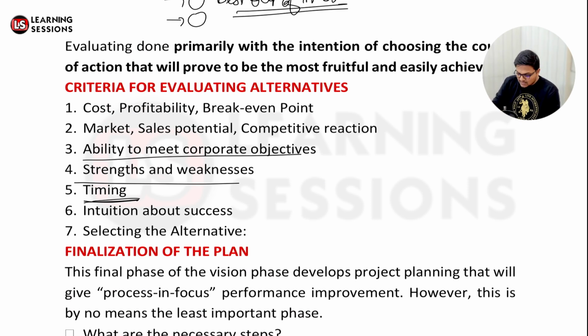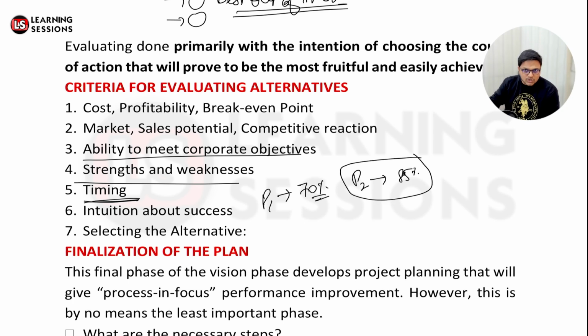What is the intuition? Let's say I have an intuition about one product, P1, that it has a 70% probability of success, and for product 2 I have a probability of 85%. Definitely I'll go for product 2 because I have more intuition that I can be successful, right? And based on that we'll be selecting the alternative. Now it's related to finalization of the plan.